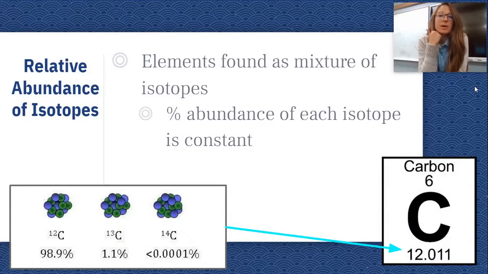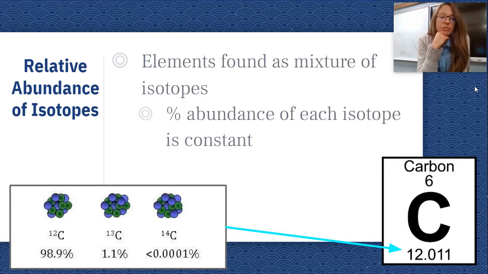The relative abundance of isotopes refers to the amount of each isotope for a given element. Elements are found in nature as a mixture of different isotopes. So for carbon, there are 3 different isotopes: carbon-12, carbon-13, and carbon-14. The percent abundance of each of those isotopes is going to be constant. You see in the image in the bottom left-hand corner, carbon-12 has a percent abundance of 98.9%. Carbon-13 is 1.1%, and carbon-14 is basically 0.